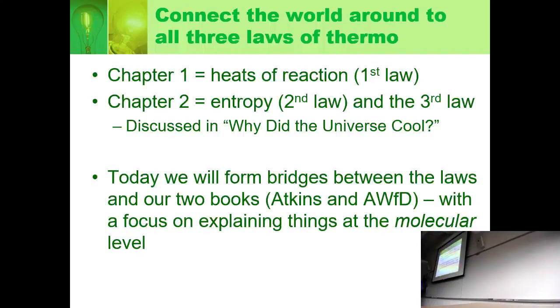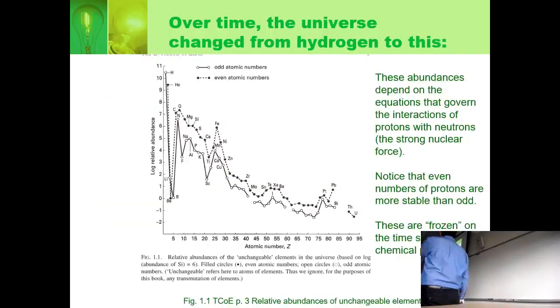Basically, delta H for bond formation is negative, because that means that heat leaves the system when you form a more stable bond. So we're going to form these bridges, and we're going to focus on explaining things at the molecular level. This is the original figure from R.J.P. Williams. This also showed up in A World from Dust.